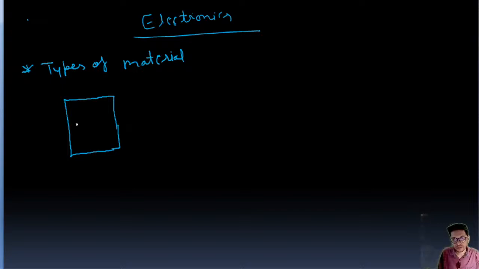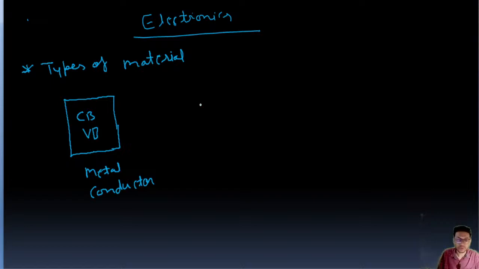So this is the conduction band and this is the valence band. This is the metal, the metal conductor. In a metal conductor, the valence band and conduction band overlap.